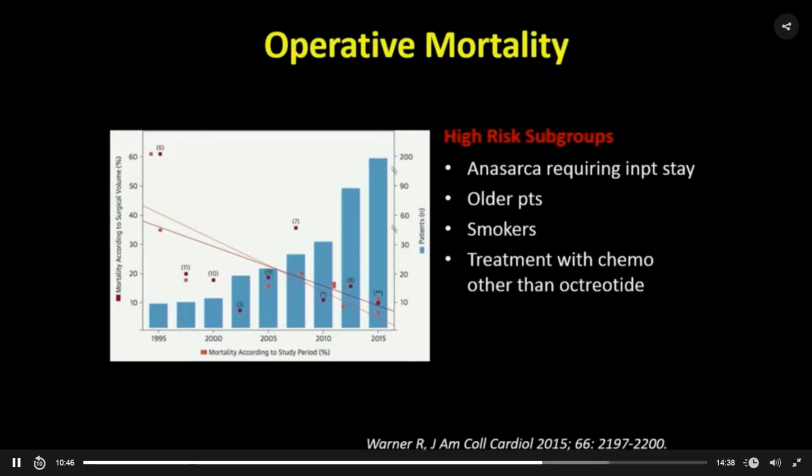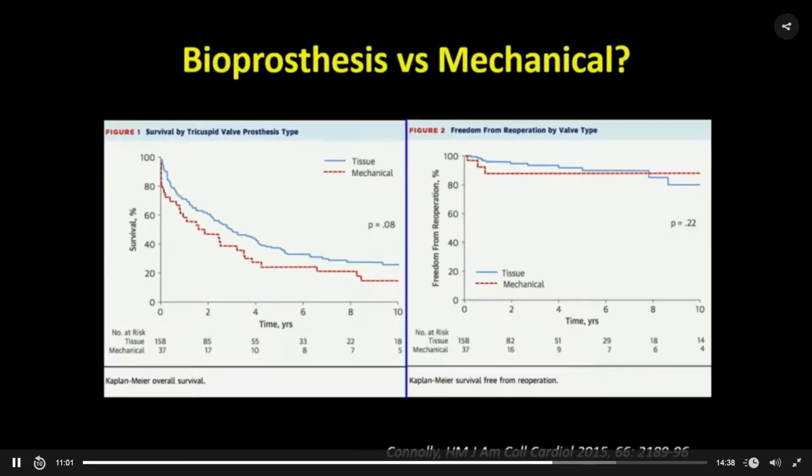There are, however, some high-risk subgroups: those with anasarca requiring inpatient diuresis, older patients and smokers, and patients who have been treated with chemotherapy other than octreotide, because that indicates a patient that might be more refractory to treatment.